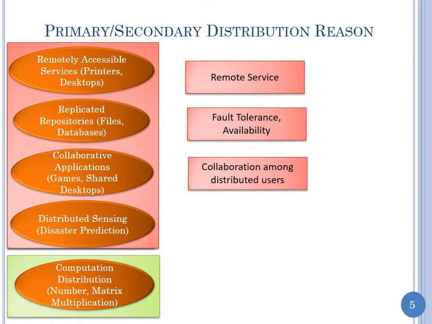and this is collaboration among distributed users. So this is kind of what Randy said, that people are at specific locations, and they need to talk to each other.